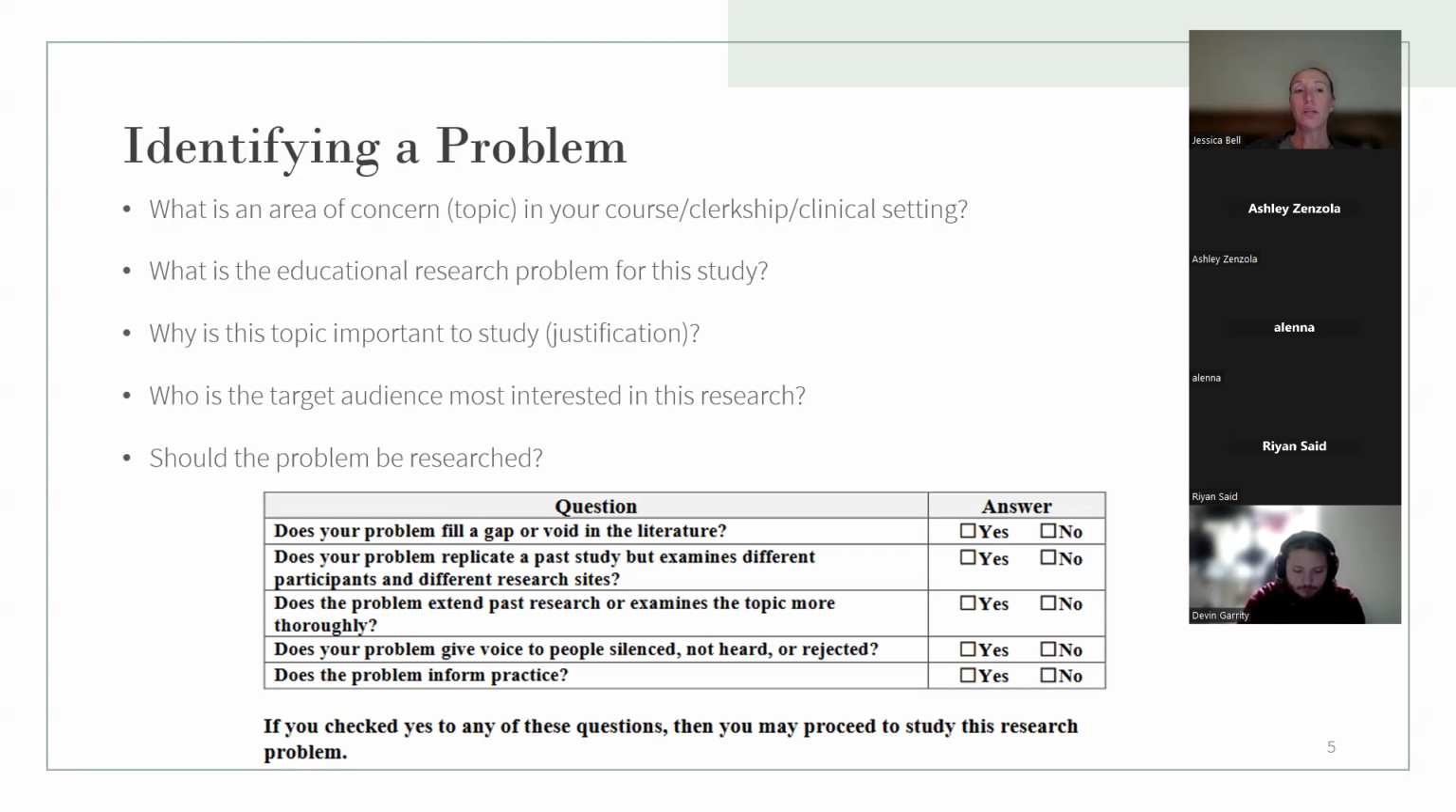Is it industry? And then should the problem be researched? Does it fill a gap or void in the literature? Does your problem replicate a past study? Does the problem extend past research or examine the topic in a more thorough manner? Does your problem give a voice to people that are silenced, not heard, or rejected? Does the problem inform practice?